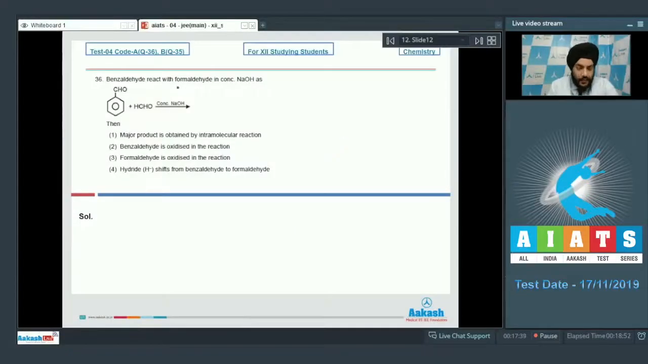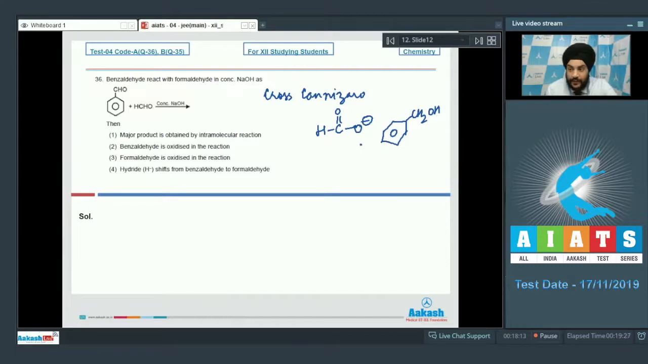Question number 36. Benzaldehyde reacts with formaldehyde in concentrated NaOH as. So students, it is a crossed Cannizzaro reaction, and we know that formaldehyde is very easily oxidized. So students, if we talk about the product, it is going to form the formate ion. The hydride will be donated from the formaldehyde and it will be transferred to the benzaldehyde, converting the benzaldehyde into benzyl alcohol along with the formation of the formate ions.